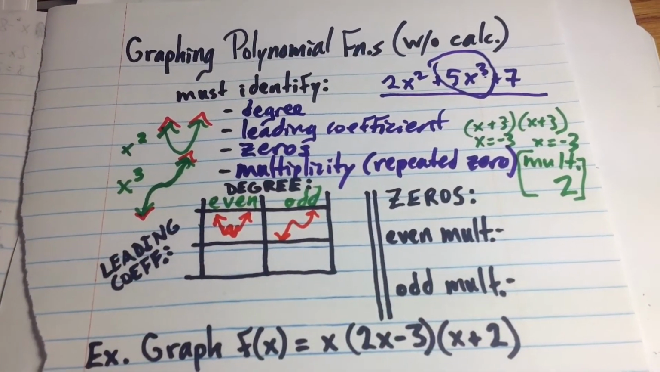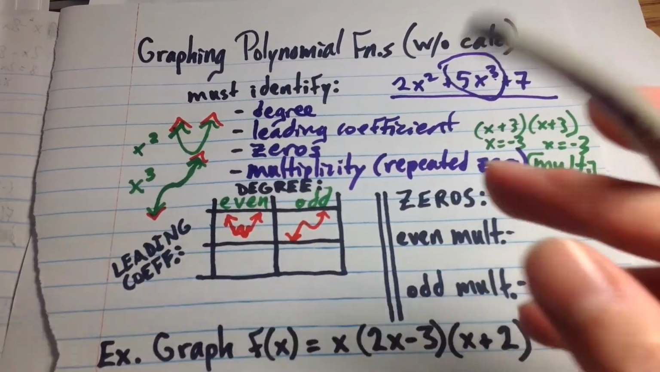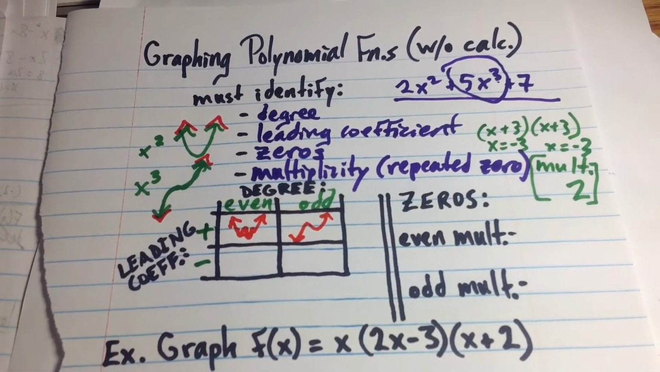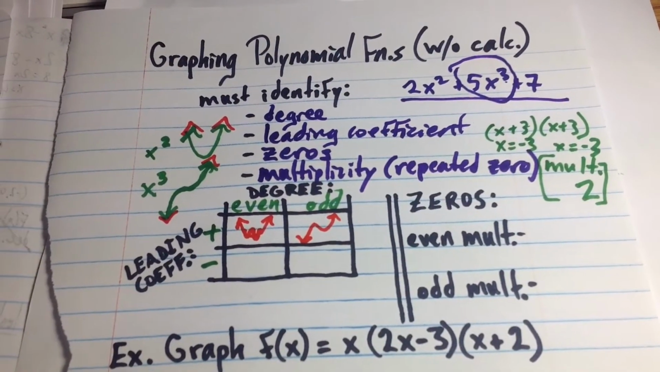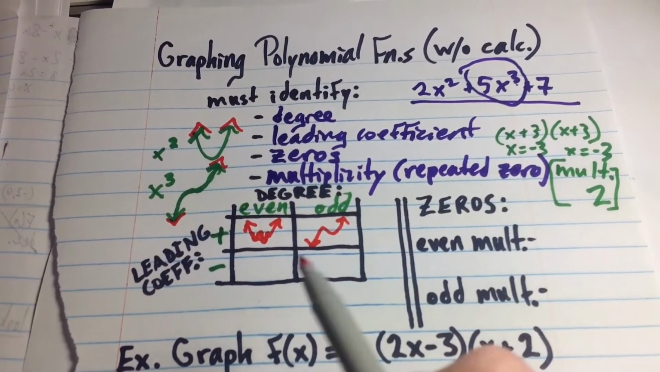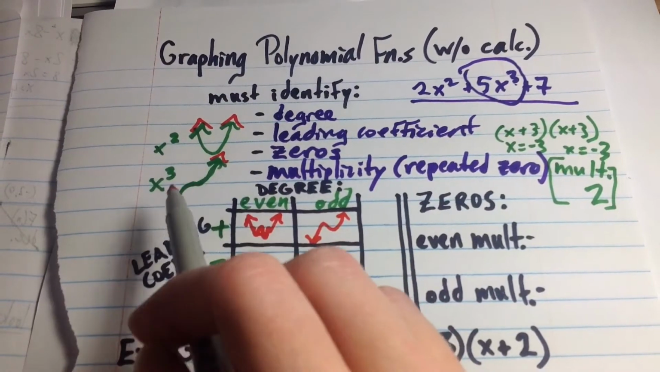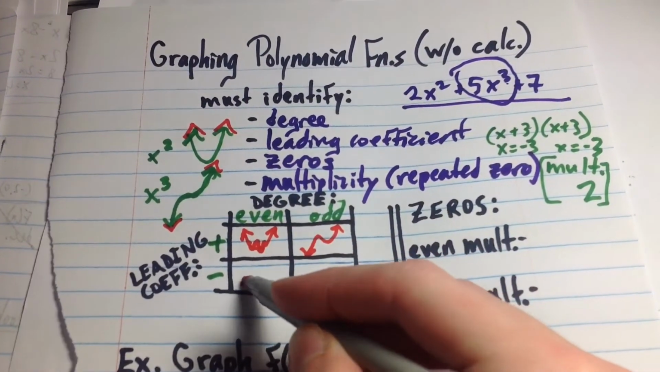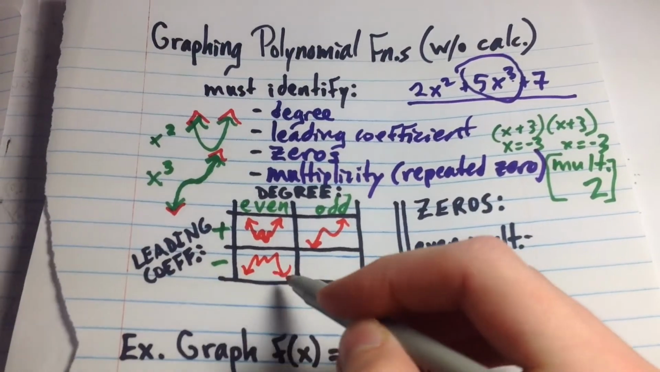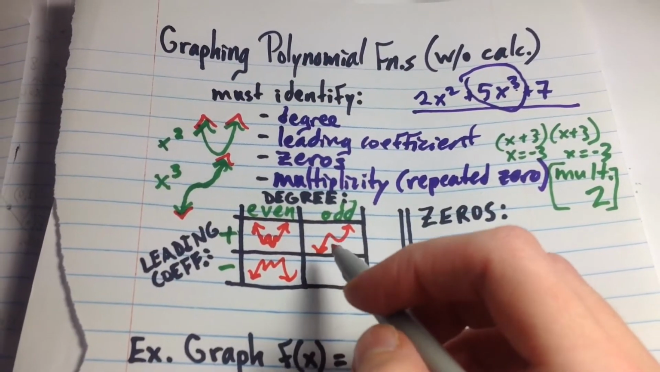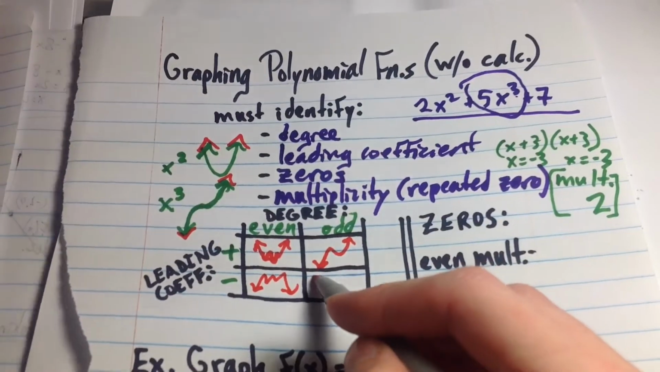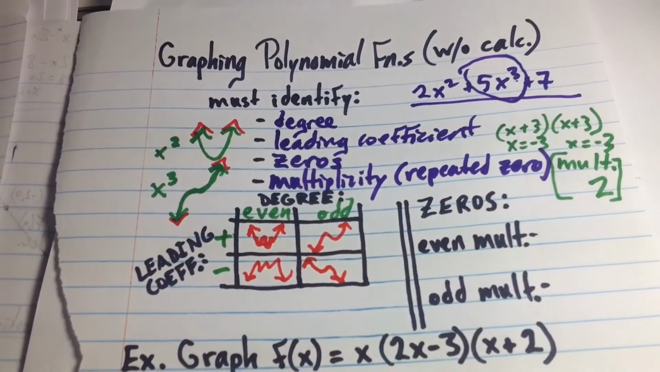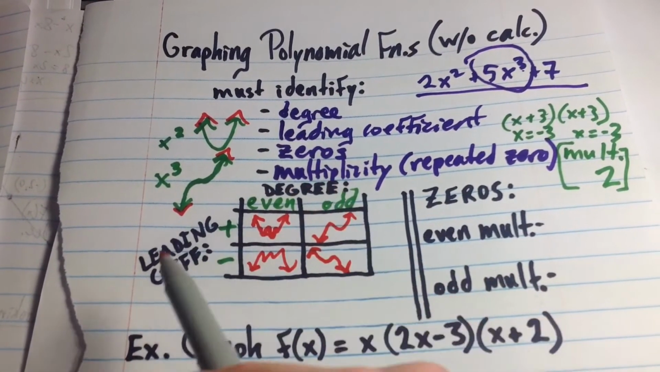Then as far as our leading coefficient, really the thing to notice there is whether it's a positive number or a negative number. And if it's a negative number, like we've learned with transformations, then this graph is going to be flipped upside down. So if you have even, instead of these both pointing up, they're both going to be pointing down. And if you have odd, instead of going from down to up, it's going to be reflected, so it's going to be going from up to down. So that's the information you get from degree and leading coefficient.